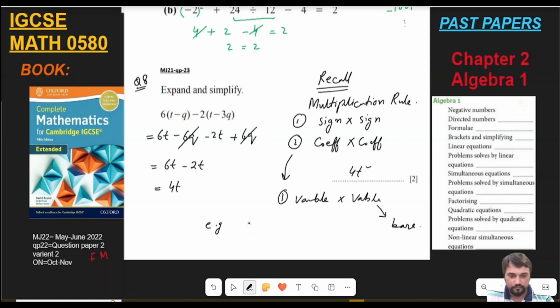Example, if we have 3x raised to power 4 multiply minus 4x raised to power 2. We are going to apply these rules. First, we are going to multiply sign with sign. The sign of 3x raised to power 4 is plus. So plus into minus, the answer is minus 3 multiplied by 4, that is equal to 12. And x raised to power 4 into x raised to power 2, the base rule. We just write a single base and add the powers like this, 4 plus 2. The final answer is 12x raised to power 6.